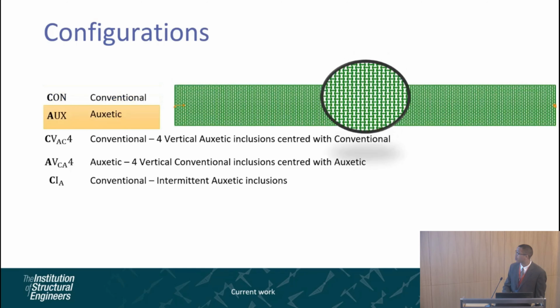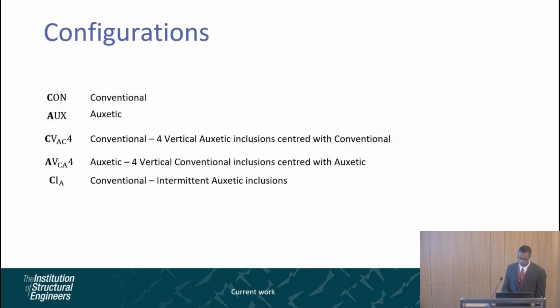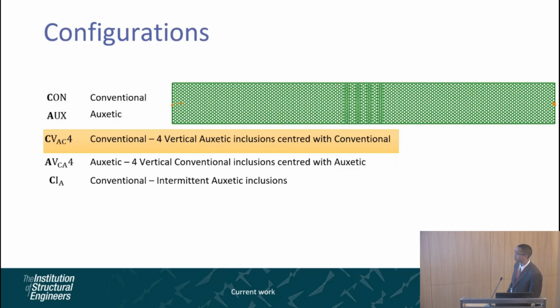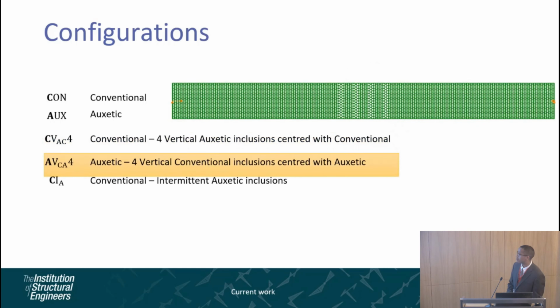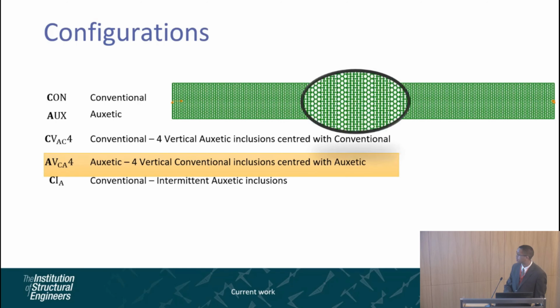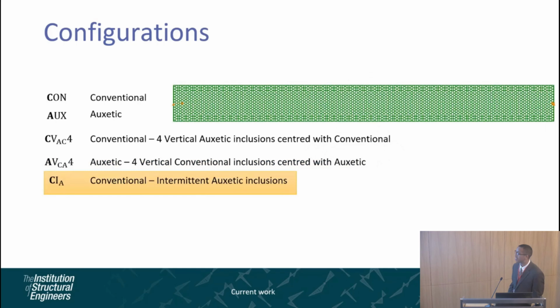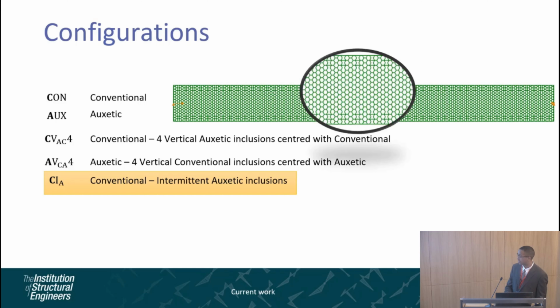the auxetic honeycomb with the reentrant corners, the conventional honeycomb with 4 vertical auxetic inclusions centered with the conventional, the auxetic equivalent, so with the 4 vertical inclusions centered with the auxetic, and lastly, the suitably named CIA, which is the conventional with intermittent auxetic inclusions hidden around the top and bottom faceplates.